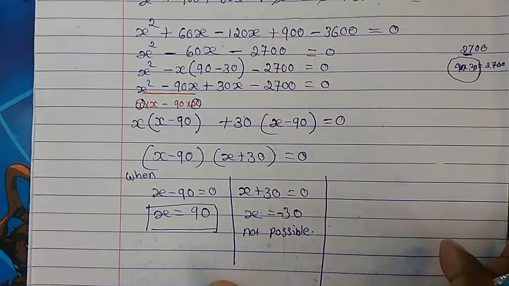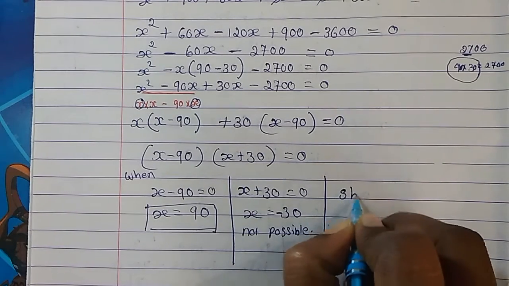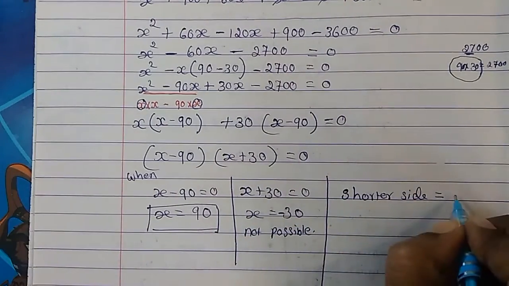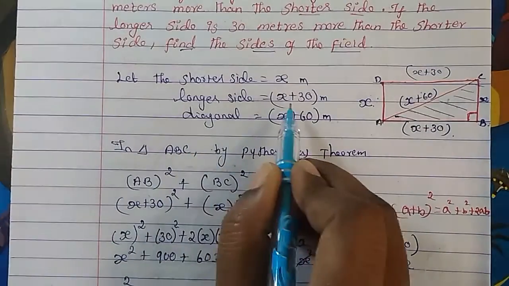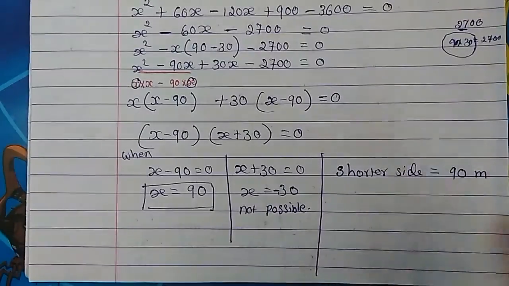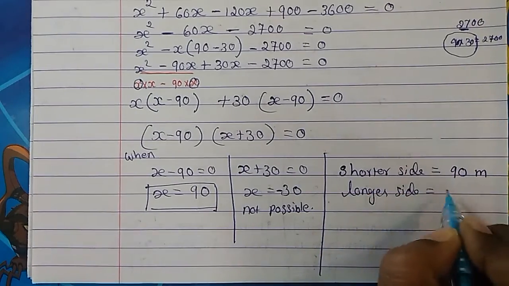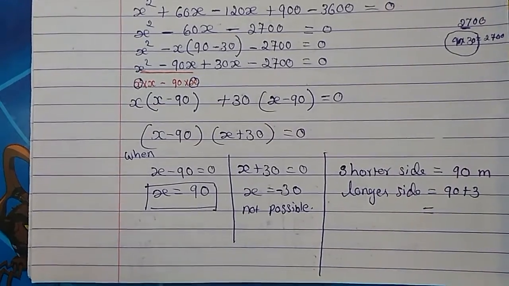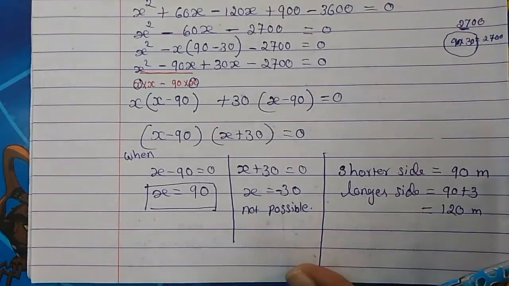Now what we have to do? We have to find the sides of the field. So shorter side is what? Shorter side is, we have taken x, so that is 90 meter. Then next, what is that? Longer side is x plus 30. So longer side, x plus 30 means 90 plus 30 will give us 120 meter. Okay, so we got shorter side and longer side.